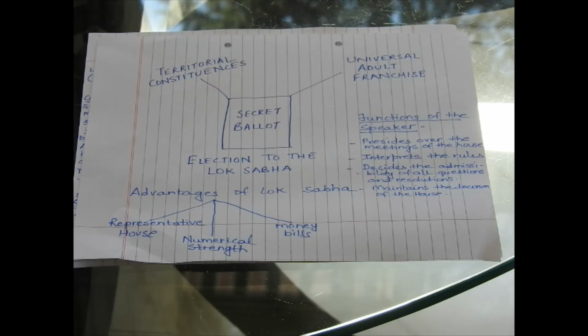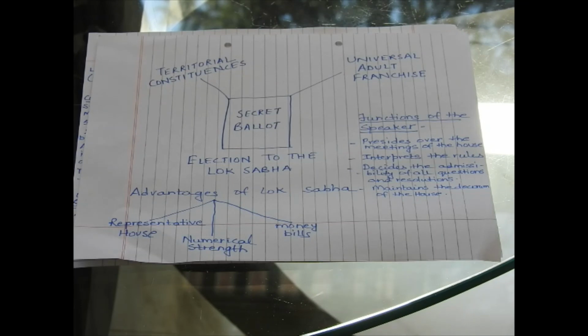Administrative functions. The speaker receives all petitions and documents in the house. He communicates the decisions of the house to the concerned authorities. He regulates the admission of visitors and press correspondents to the galleries of the house. Disciplinary functions. The speaker maintains order in the house. When members become unruly, he may order them to withdraw. He may suspend a member if he disregards the authority of the chair. In case the words used by a member are indecent or unparliamentary, the speaker may order that such words be expunged, removed from the proceedings of the house.